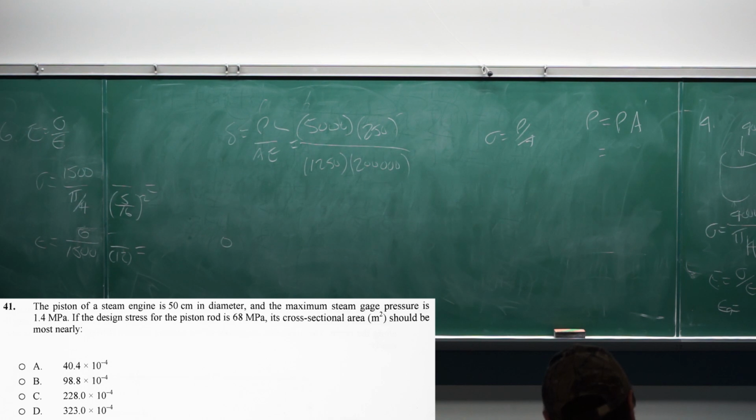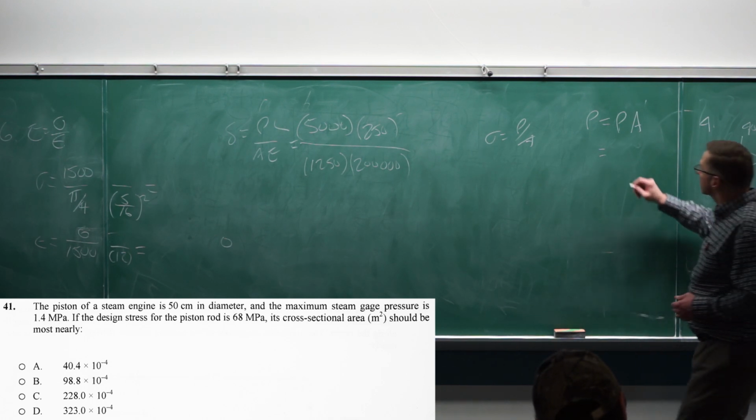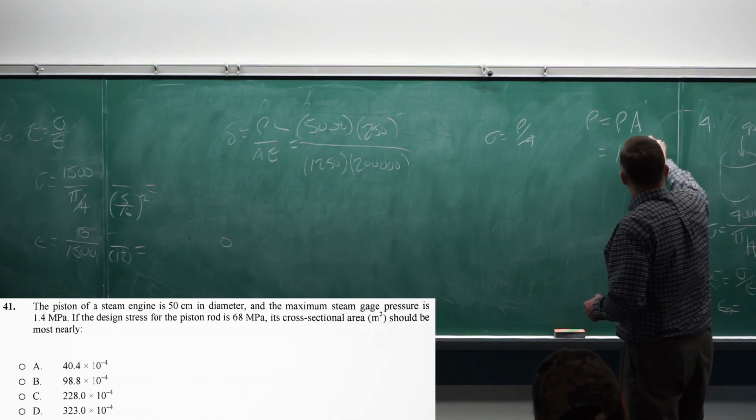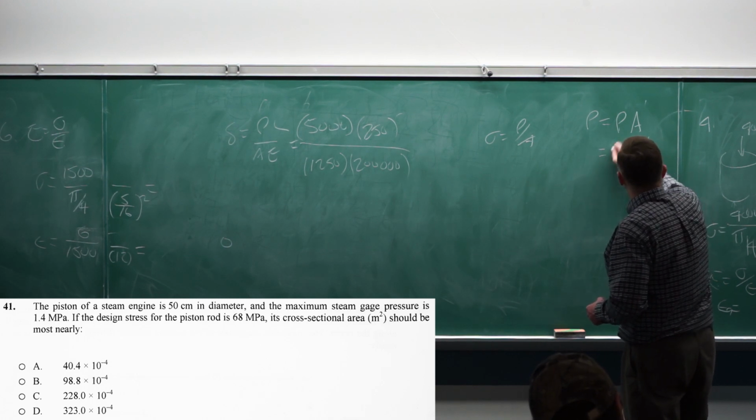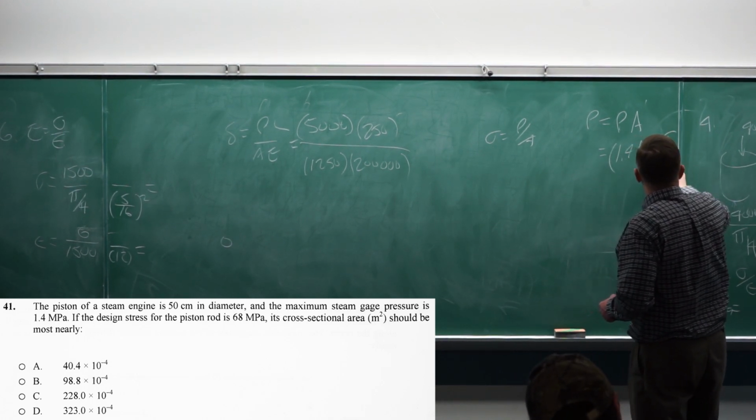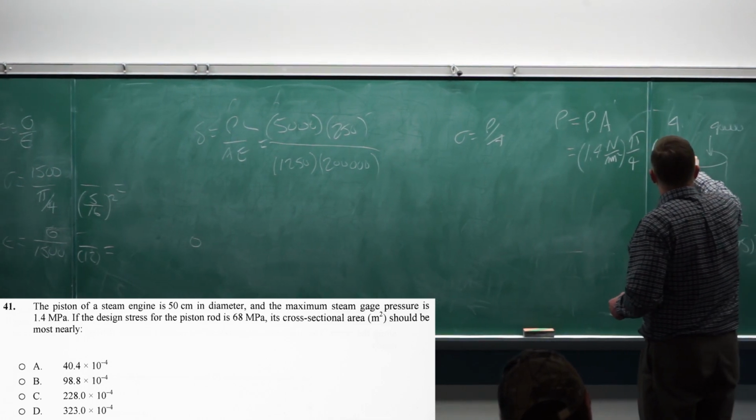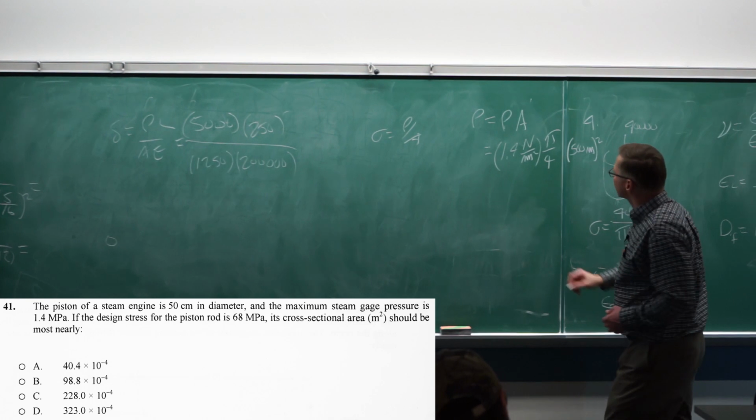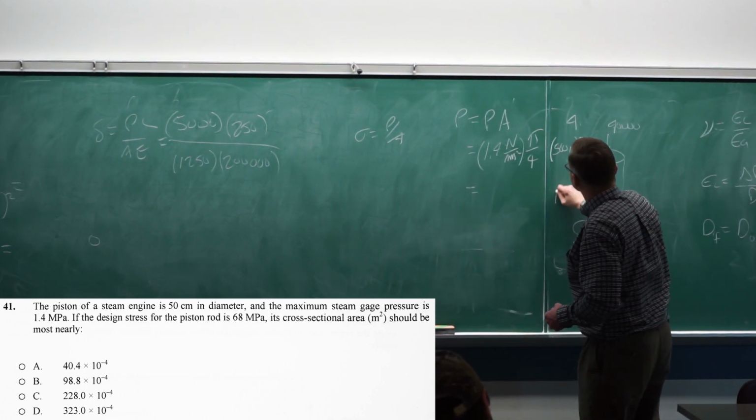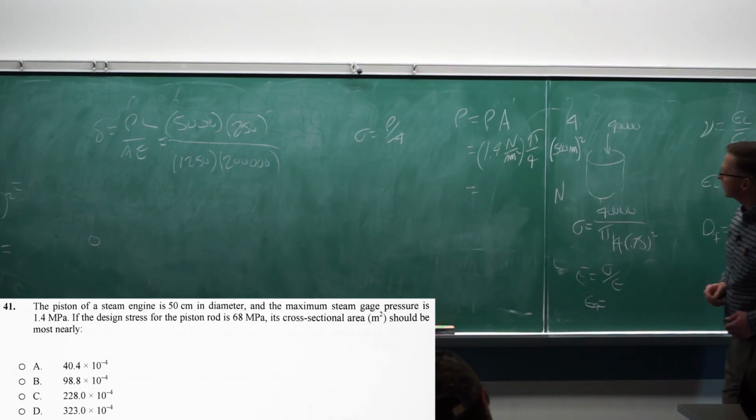The piston is 50 centimeters in diameter and a gauge pressure of 1.4 megapascals. So that's going to be 1.4 newtons per millimeter squared. Area is pi over 4, and that diameter is actually 500 millimeters quantity squared. So that's going to give you a force in newtons. Is everybody with me so far on that then?